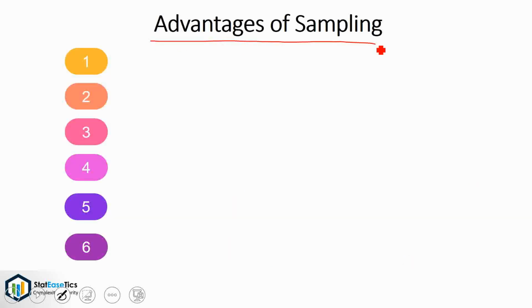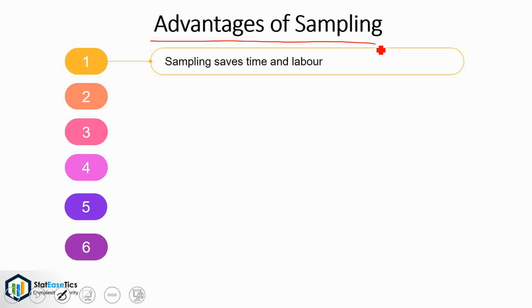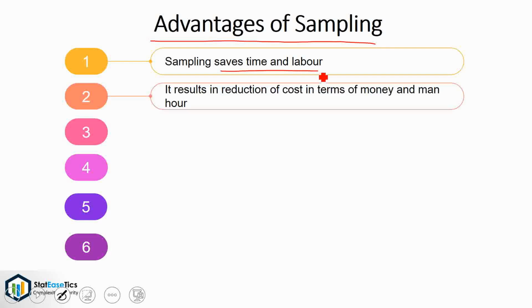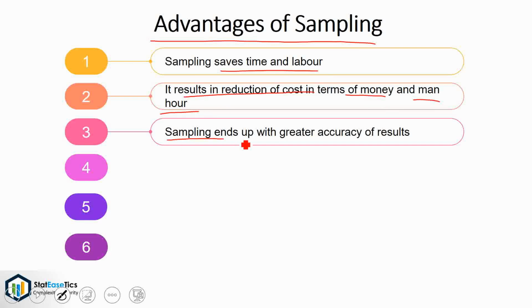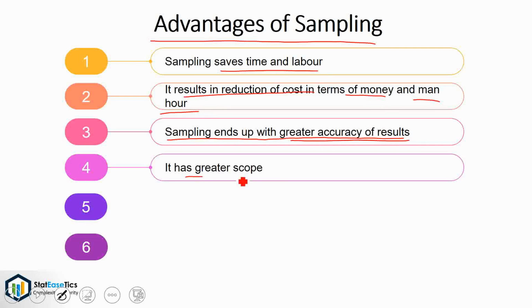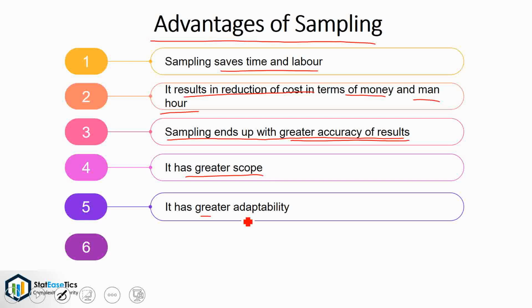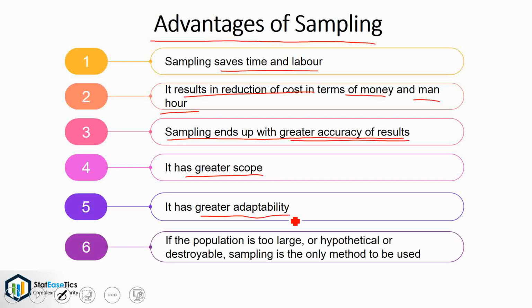Let's see the advantages of sampling. Sampling saves time and labor. It results in a reduction of cost in terms of money and man-hours. Sampling ends up with greater accuracy of results. It has greater scope and greater adaptability. If the population is too large, hypothetical or destroyable, sampling is the only method to be used.